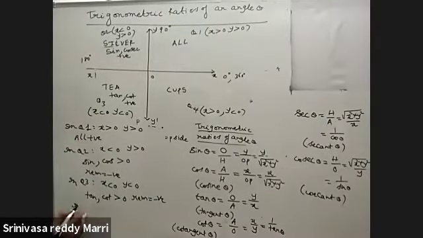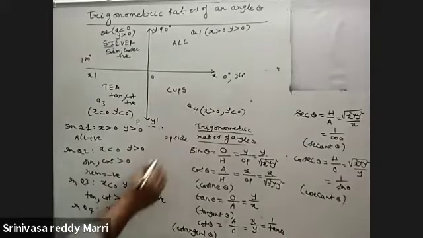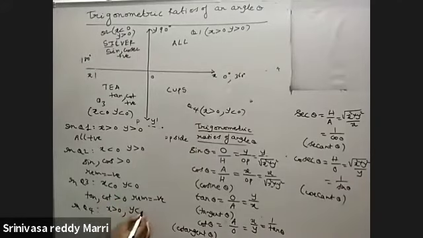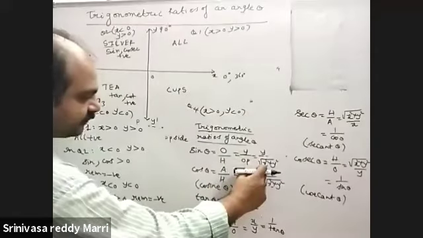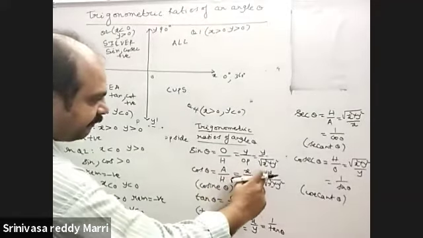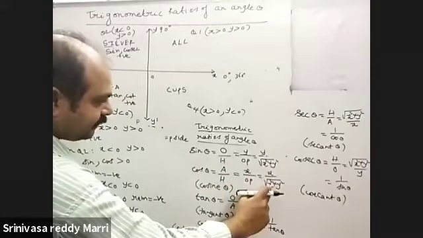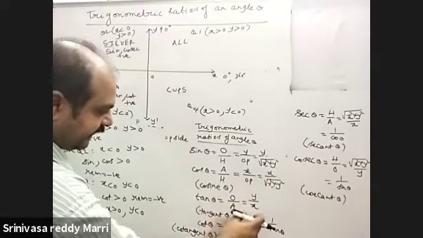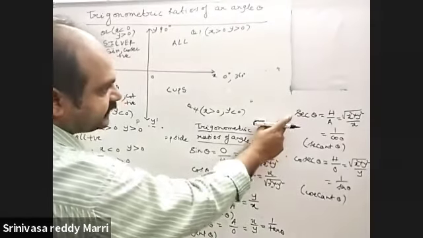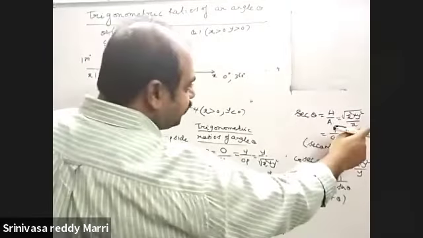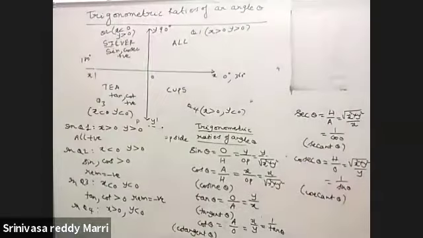Next, in quadrant 4, what happens? In quadrant 4, x is positive, y is negative. Now look at sine theta, negative by positive, negative, cos theta, positive by positive, so positive, tan theta negative, cot theta negative, secant theta, positive by positive, positive, cosecant theta negative.